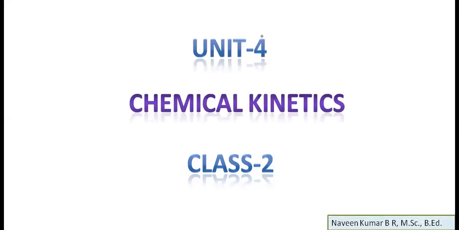In the previous class, we have seen the introduction for the unit chemical kinetics, and we learned with respect to rate of a chemical reaction and what are the types based on the measurement of the rate. That is, the average rate of a chemical reaction and instantaneous rate of a chemical reaction. So we have observed. Now we'll try to continue with the concepts of the unit.